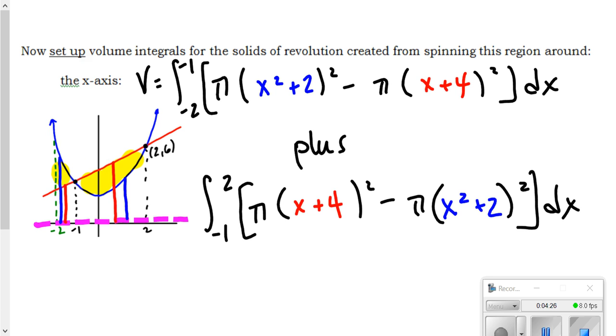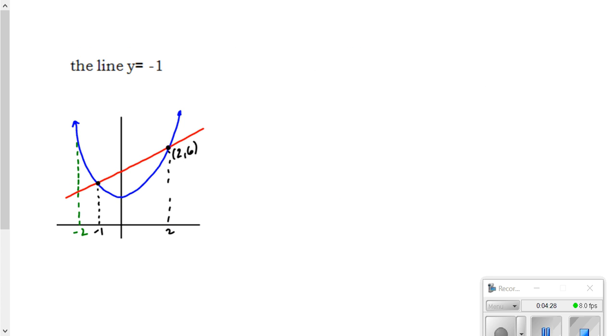Question mark? All right. Here's one that's a little more spicy. So we have the line y equals -1. So this time my axis of revolution is going to be down here.